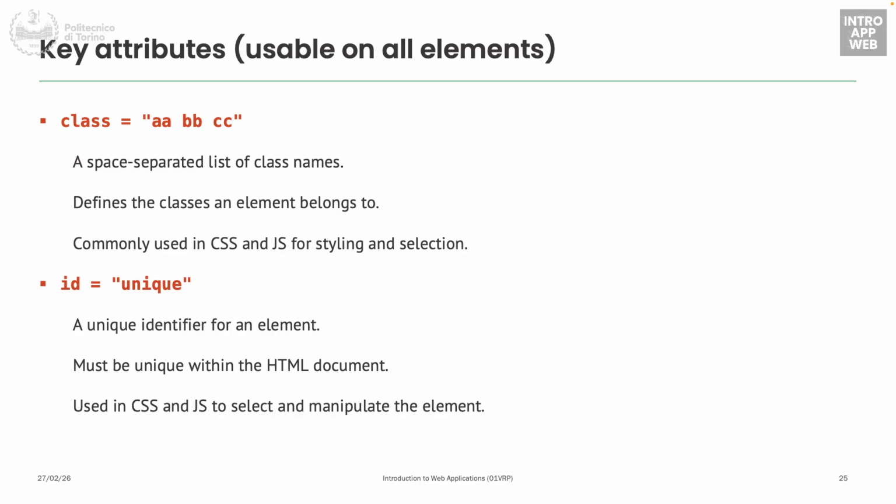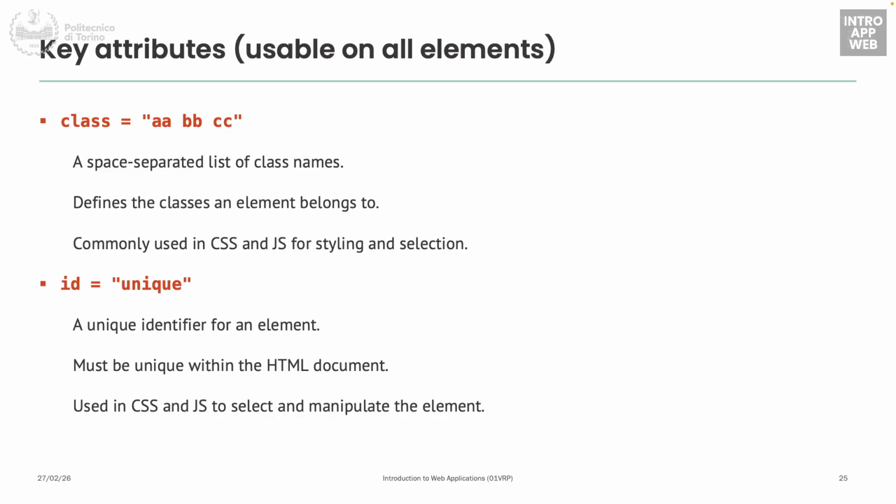So for instance, you remember that the last time there was this attribute that was the language, and the attributes worked like a key value pair. So there was the key, the name of the attribute, and then a specific value for that attribute. So in this case, there are two very important attributes that all of the HTML elements have. One of them is the class, and the other one is the ID.